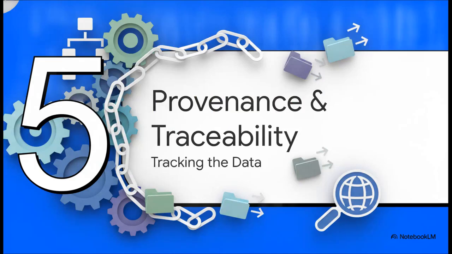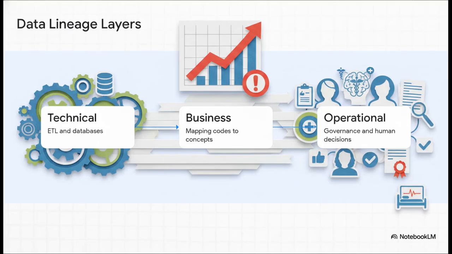Finally, Section 5, provenance and traceability. Let's talk about tracking the data. As RWD increasingly becomes the backbone of regulatory decision-making, knowing exactly where your data came from is absolutely non-negotiable. You can't just hand over an analytical output. You have to be able to trace it all the way back. This requires tracking three distinct layers of data lineage.